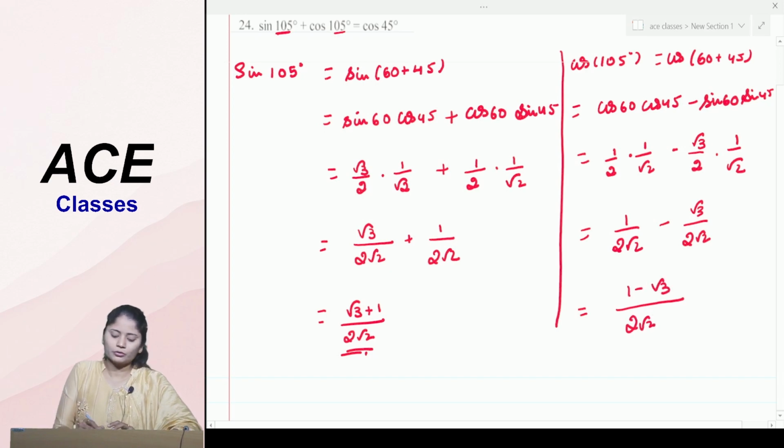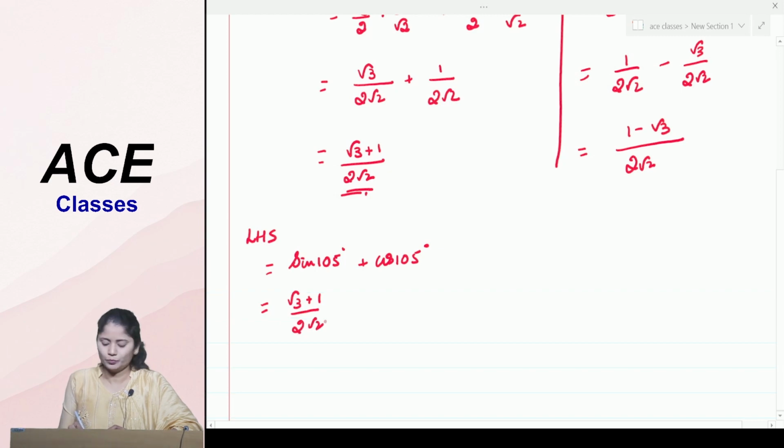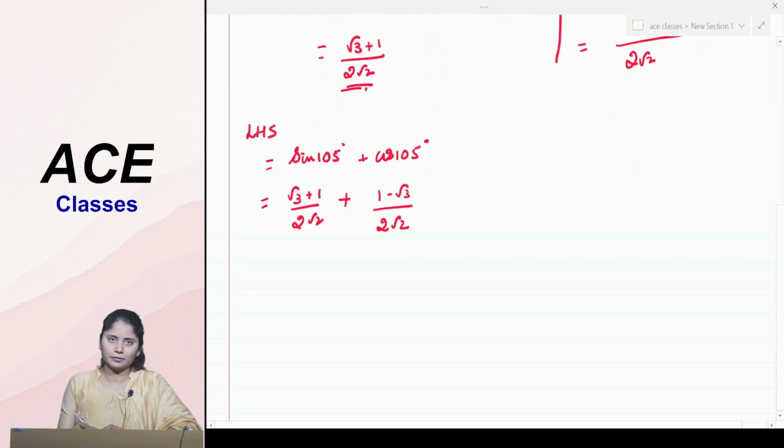So now you need to add sine 105 and cos 105 degree. So according to the LHS, that is sine 105 degree plus cos 105 degree. So sine 105 is root 3 plus 1 by 2 root 2, plus 1 minus root 3 divided by 2 root 2. Again the denominators are same. So you can just add the terms in the numerator.